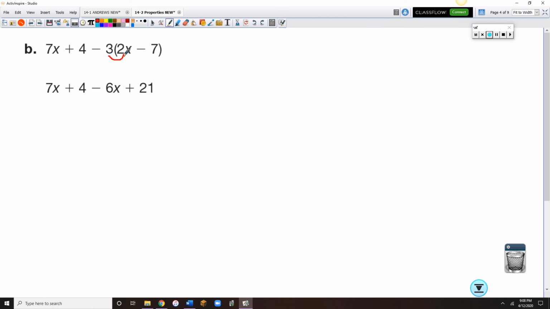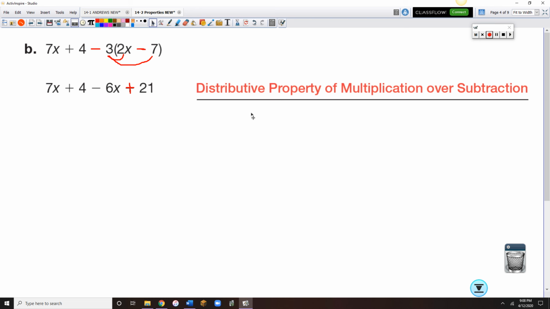Okay, I've got 3 times 2x making my 6, and minus 3, let's watch signs, this is a good teachable moment here. That's a minus 3 and a minus 7. So when I distribute that through, it's a plus 21. Okay, so as a step, that's going to be our distributive property. That's sufficient. It is completely not necessary to write all of those words.